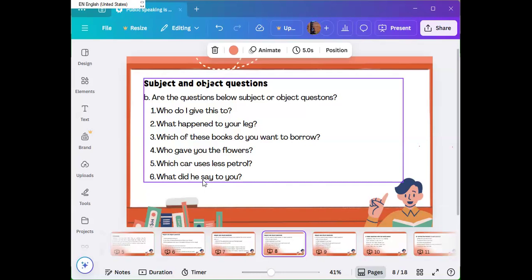So this car is the subject, so it is a subject question. So what about number 6? What did he say to you? Object question. Yes.